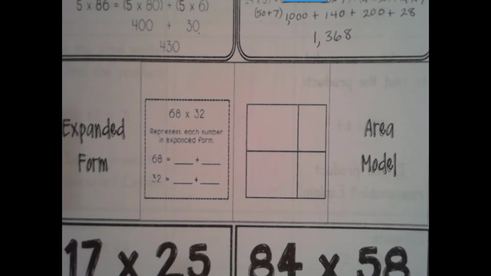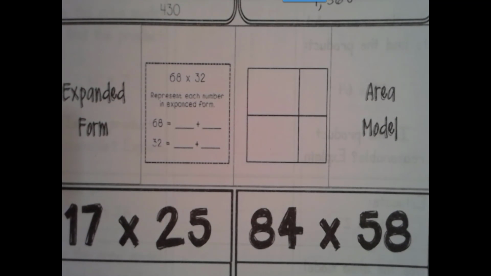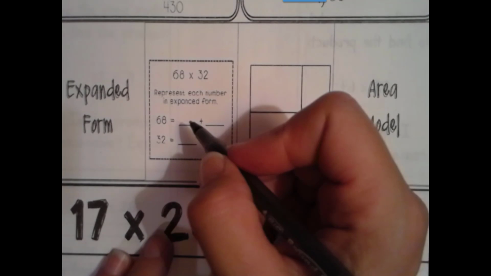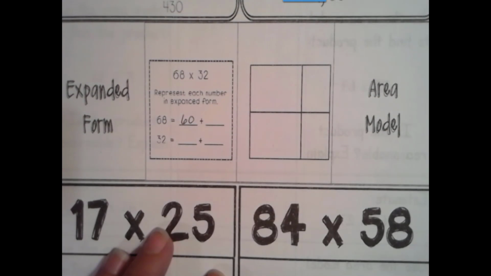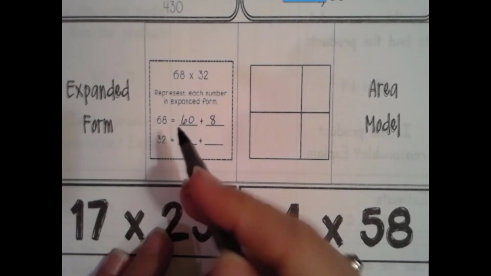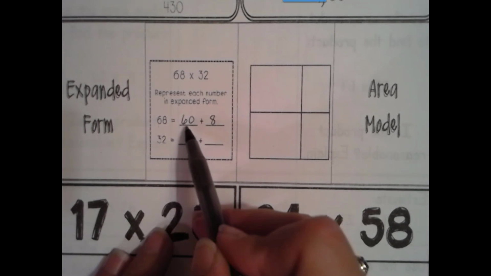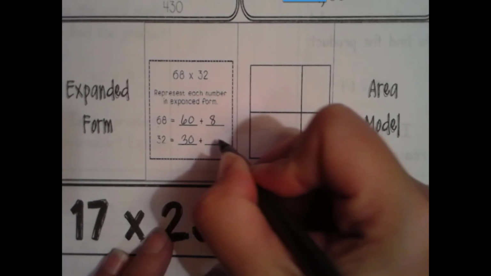All right. So this is similar to our rectangular model, but instead of representing it with the base 10 blocks, we're just going to use numbers. So first we have to use our expanded form. So we're breaking these apart into their place values. So that's 60 plus 8, because this digit of 6 is in the tens place, so it represents 60, not just 6. And then this is 30 plus 2.